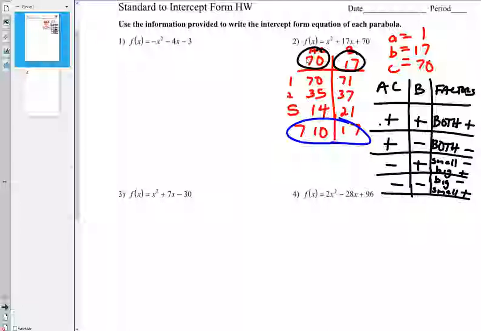If you understand it, there's not too much thinking involved. It might just seem a little weird to you the first time, but let's apply that to the one that we just did. On the top of the first column, the 70, was it positive or negative? Positive. On the top of the second column, the 17, was it positive or negative? Positive. So when I have both positives, what are my factors? Both positive. So all of these numbers had to have been positive. And then, of course, which one added up to 17? The 7 and the 10.